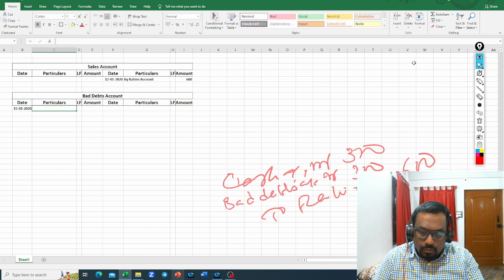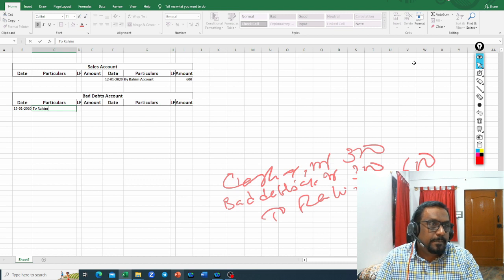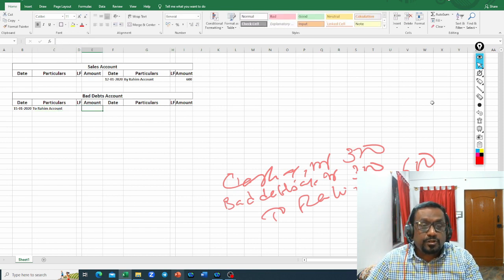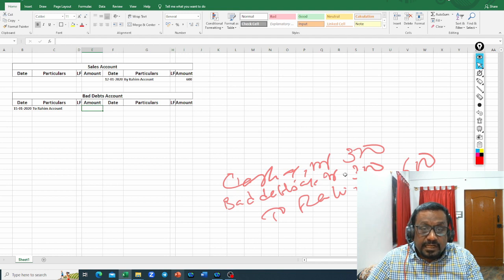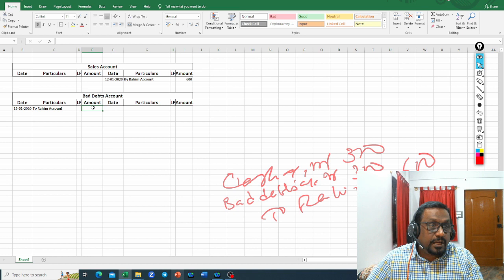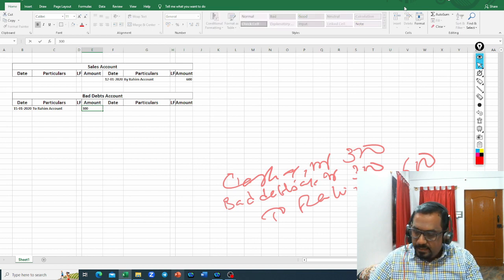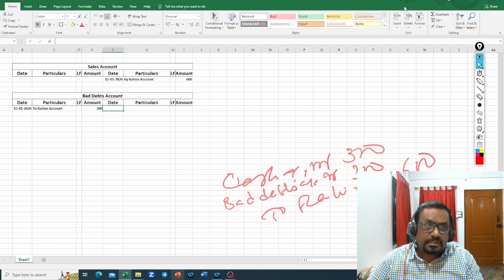So to Rahim account. Sorry, one second. To Rahim account. Right. How much amount I'm supposed to put? Bad debts account is debited with 300. Right? Whatever amount is shown opposite to bad debts account I need to put here. That is 300. Clear? So bad debts account is created.